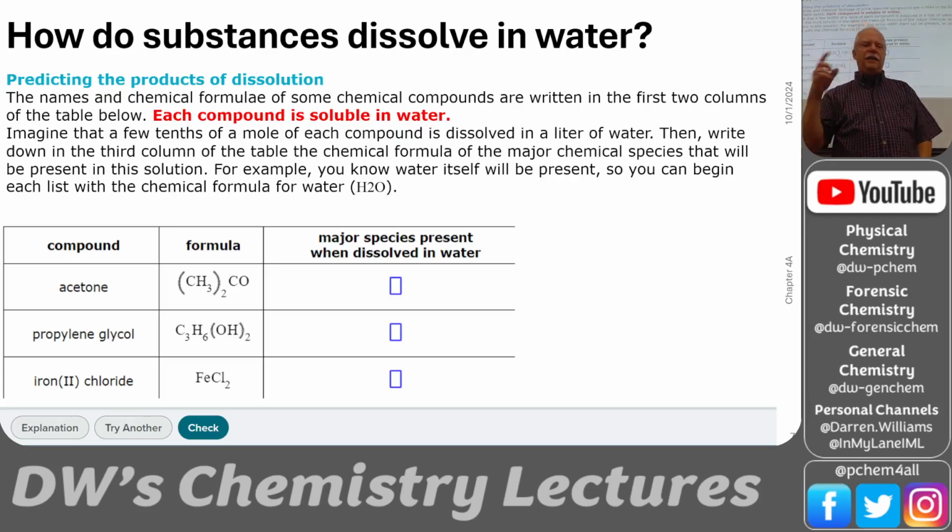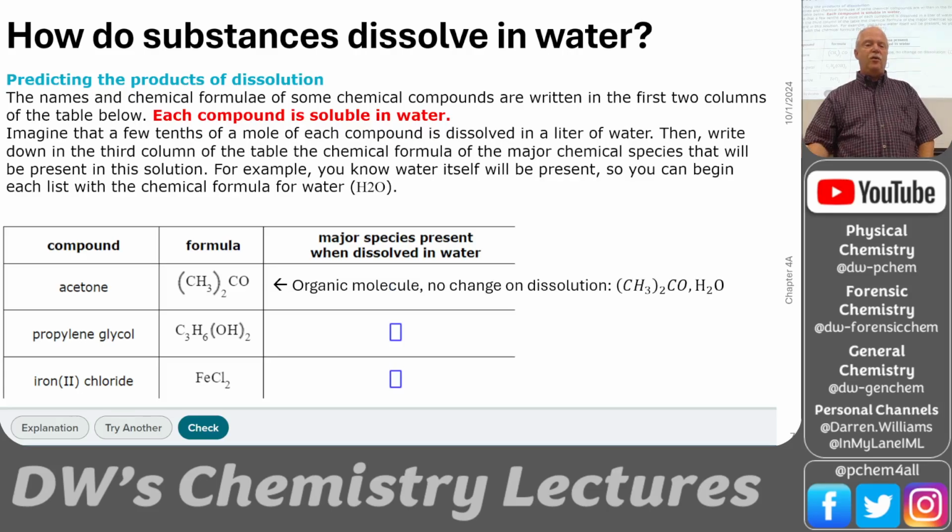It says in the problem that each one of these is soluble in water. Later on today, there are going to be several that are not soluble in water, so we're going to learn about solubility rules today too. So acetone, when it goes into water, is an organic molecule, so there's no change on dissolution. It just goes right into water. The major species present when dissolved in water, of course, would be water. So every one of these is going to have water, and then whatever the molecule is, or if it breaks into ions, then the ions. It's just trying to get you to think about what happens when the substance goes into water.